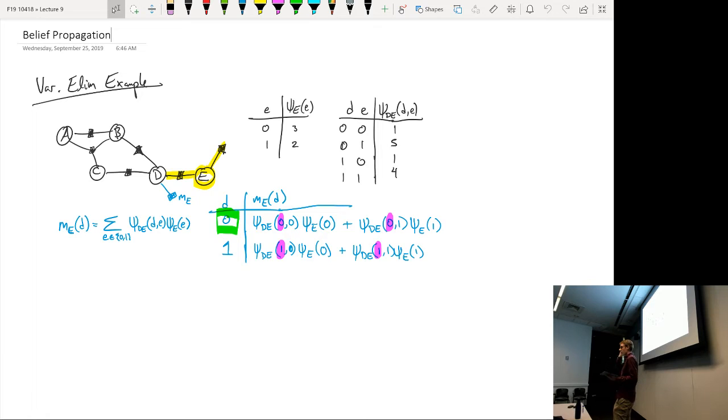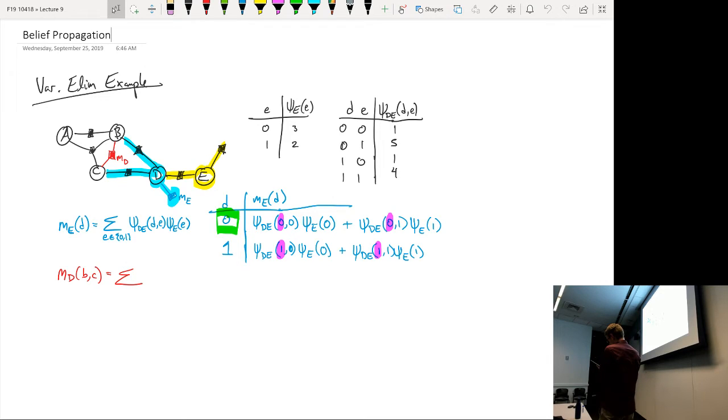But what else? Psi BD and psi CD. Yeah, psi of BD and psi of CD. And one more thing, m_E as well. So the next elimination set would be everything highlighted in blue here. If we were to then eliminate it, we could add some new red factor, call it m_D, and this new red factor would be defined as a function of now two variables, right? B and C. We would obtain it by marginalizing over the possible values of D and multiplying in all of the factors that we just mentioned.